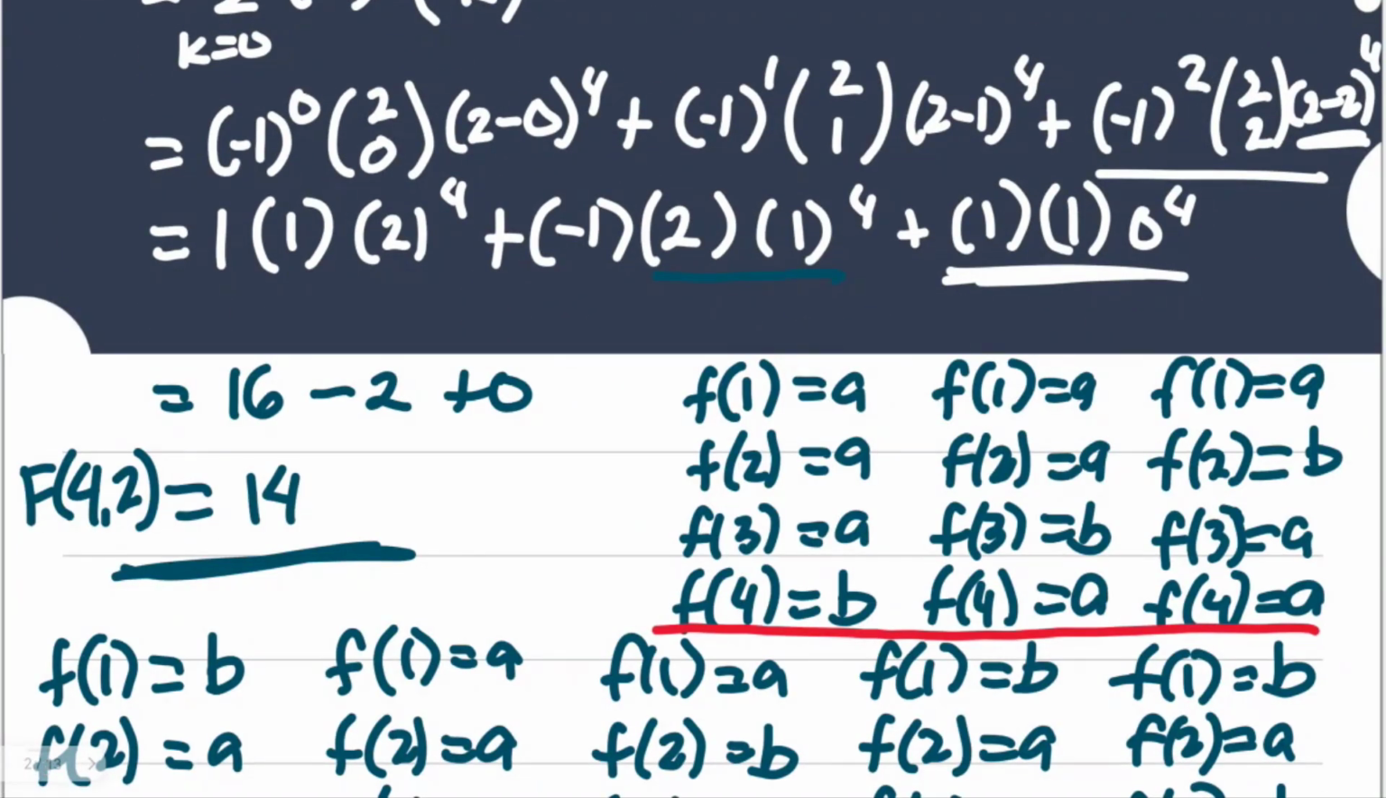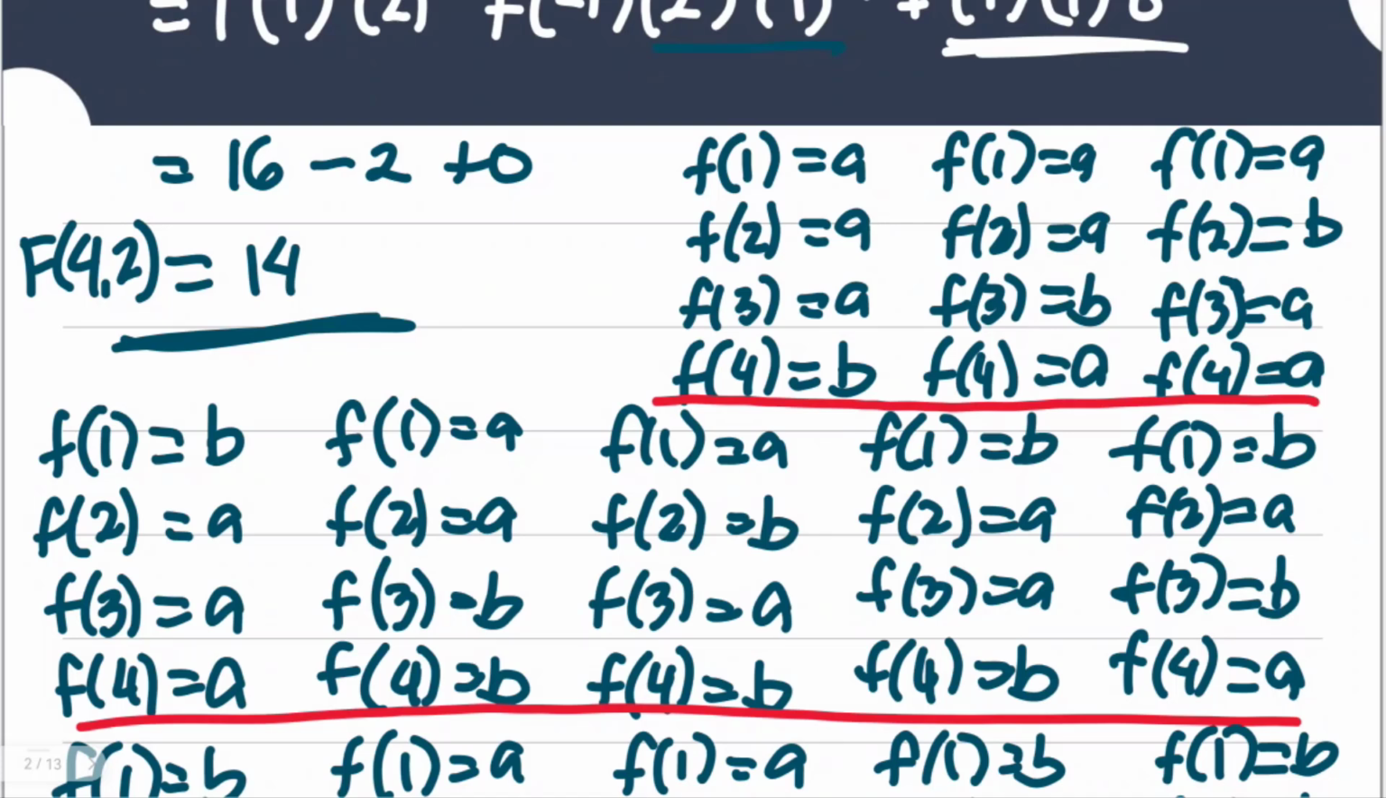At the same time, if you don't want listing, you could automatically attack this using the multiplication principle. Of course, for each of the elements, 1 will get 2 mappings, 2 will get 2 mappings, 3 will get 2 mappings, and 4 will get 2 mappings. The 2 is A and B. That's actually 2 to the power of 4, which is 16.